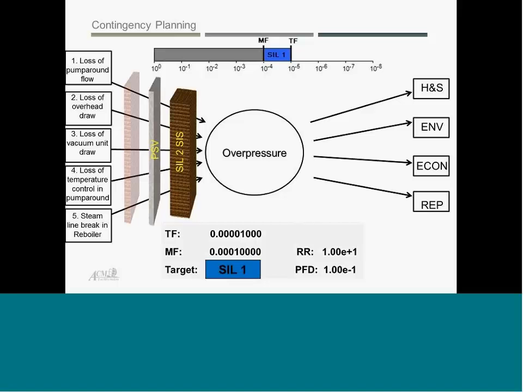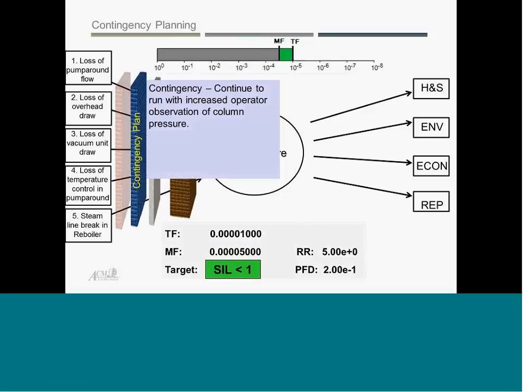And they'll tell you things like, we can continue to run as long as someone's watching the pressure on the column and ready to shut it down. So we can do that, and that's the contingency. A contingency won't typically have the same risk reduction or PFD as the safeguard it's replacing. In this case, it's only about half as reliable.